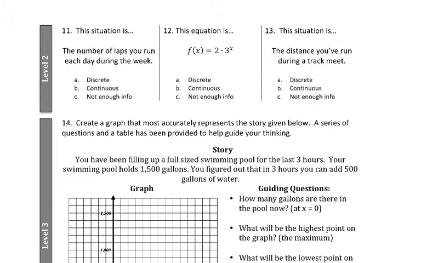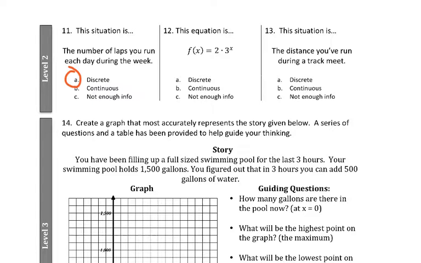Okay, so we've got a situation here. The number of laps you run each day during the week. Well, kind of like we said before, we would be counting a number of laps. And so the data that we're collecting is actually discrete data, because you would just look back at your week and count how many you've done. So that's discrete.